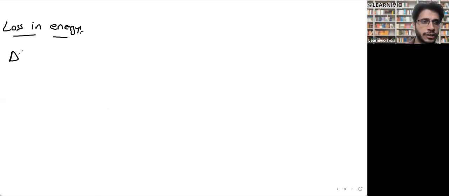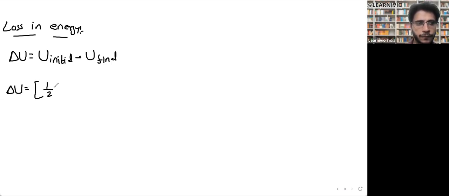So we write loss in energy as delta U, which is initial energy minus final. How much is the initial energy? That's half C1 V1 square, the energy stored in the first capacitor, plus half C2 V2 square. This is the energy stored in the second capacitor.